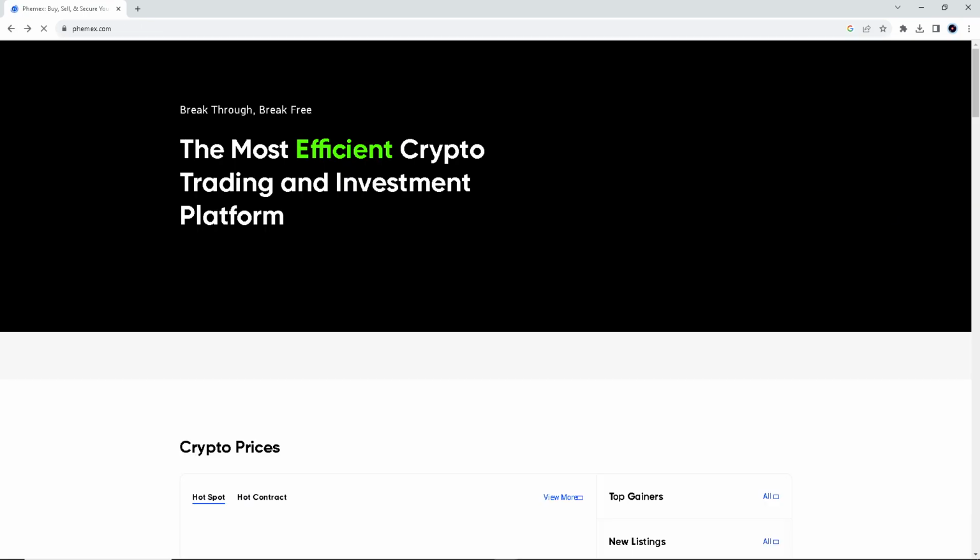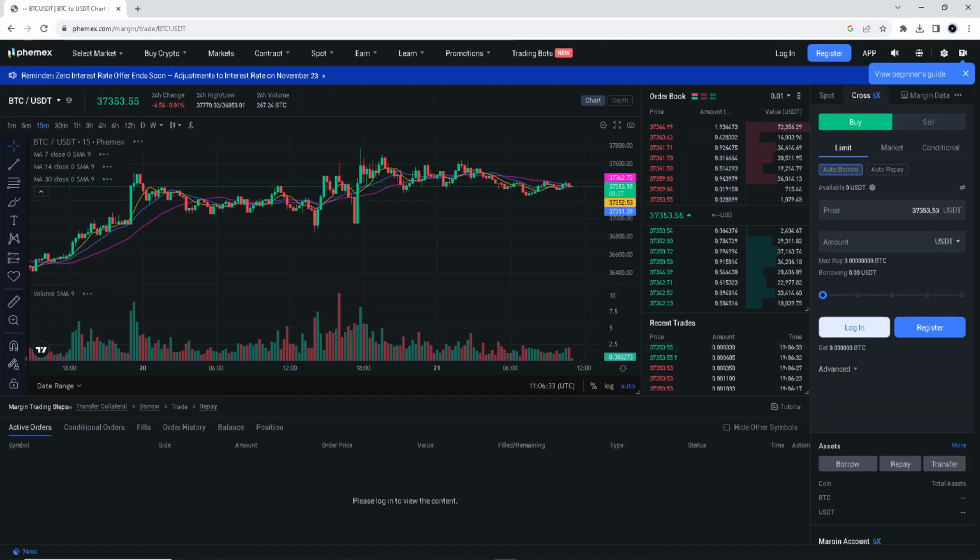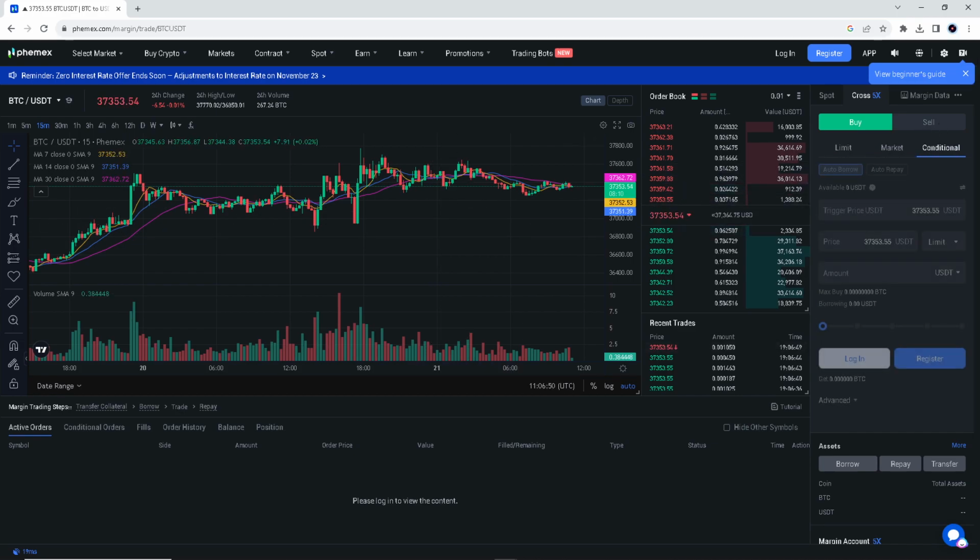Next on our list is what we call margin trading in crypto. So this one involves borrowing funds from a broker or an exchange to increase the size of your position in a trade. Now it allows traders right here to leverage their positions, potentially amplifying profits or losses. So buy and sell, there's a limit, market, and conditional order right here.